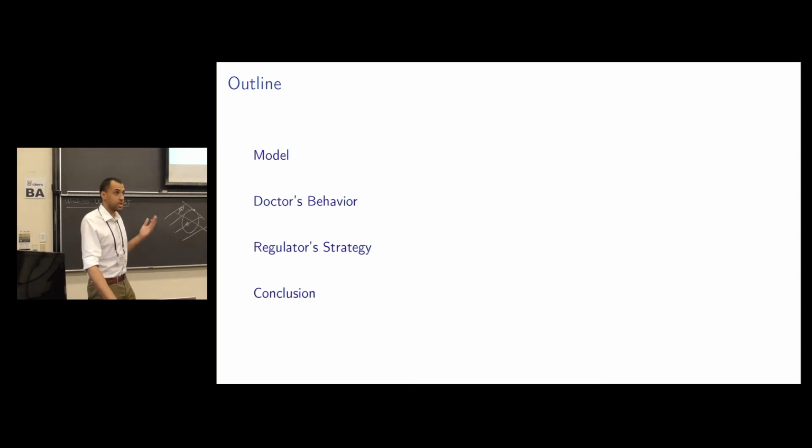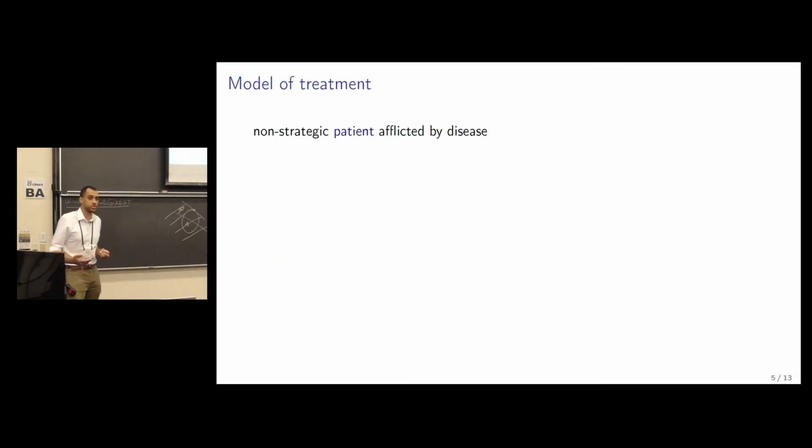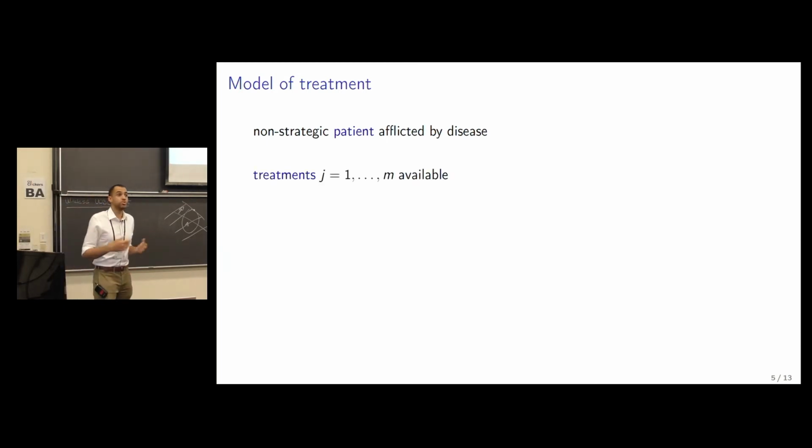OK, so let me dive into the model. The model of treatment is relatively straightforward. We have a non-strategic patient afflicted by a disease. M treatments available in total. I'm going to denote each treatment by J.